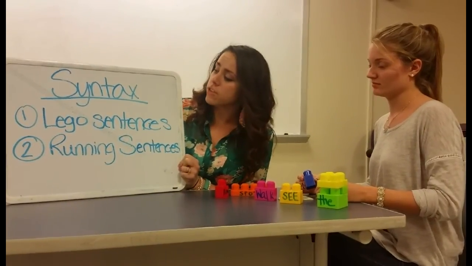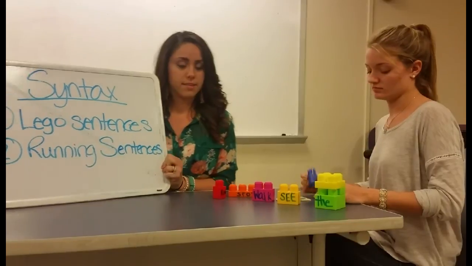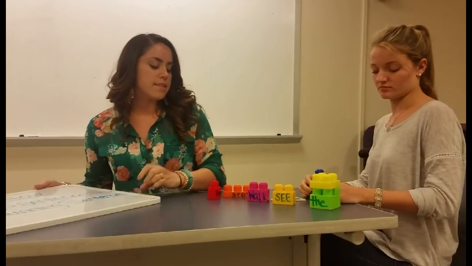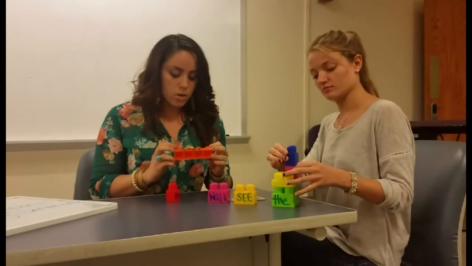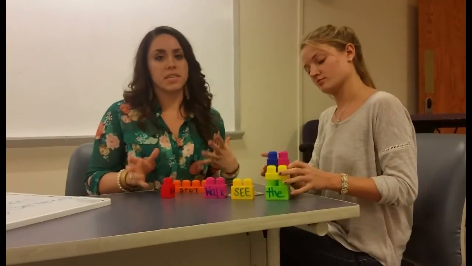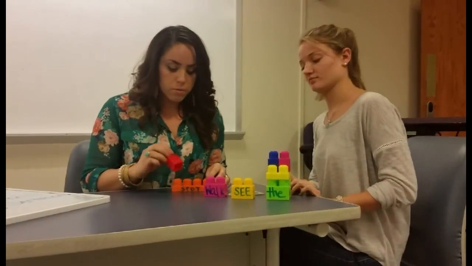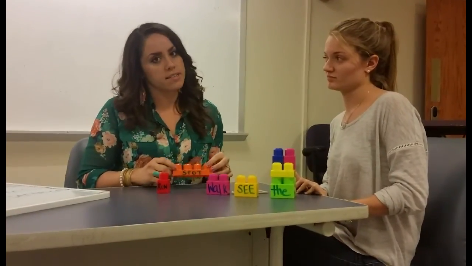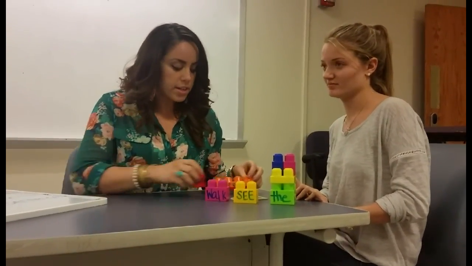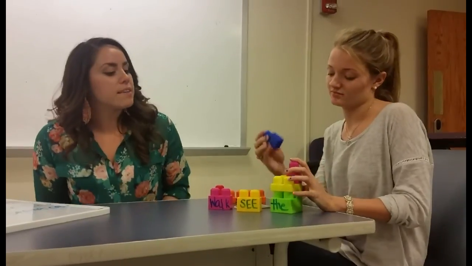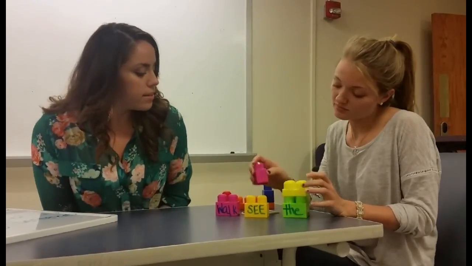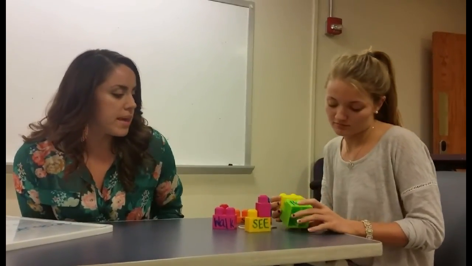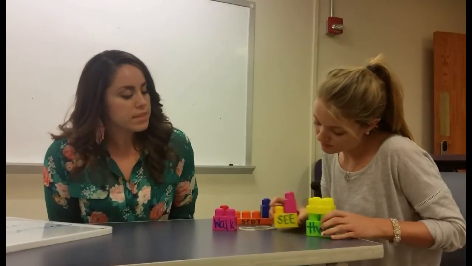So the first activity that you could do is called Lego sentences. With Lego sentences, you could just take blocks or Legos or any kind of other building items that you have, and you could write words on them, or you could get pictures to put on them if your child isn't at reading level yet. While your child is playing with them, you can see what kind of sentences they are creating. So let's see what kind of sentence Megan could create here with our Lego sentences.